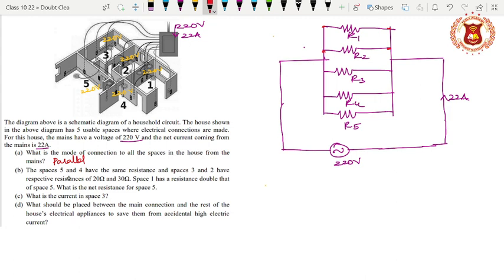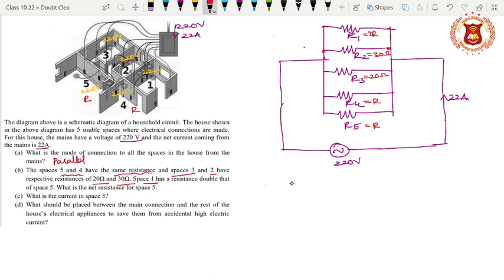In the given problem, they told us that room 5 and room 4 have the same resistance. Let it be R. Room 3 has 20 ohm resistance. Room 2 has 30 ohms. And room 1 has double that of room 5. Since room 5 is R, room 1 has 2R.